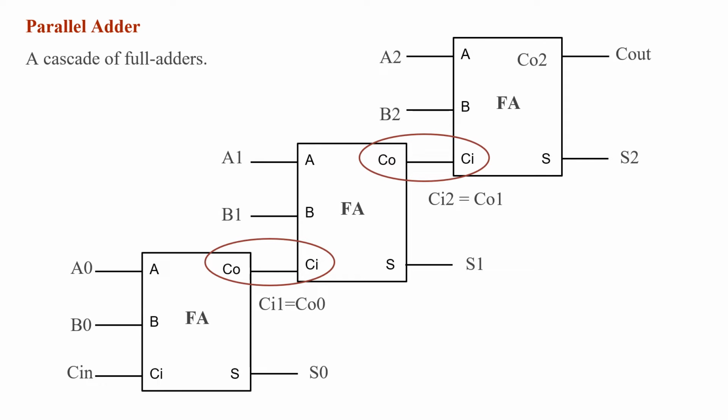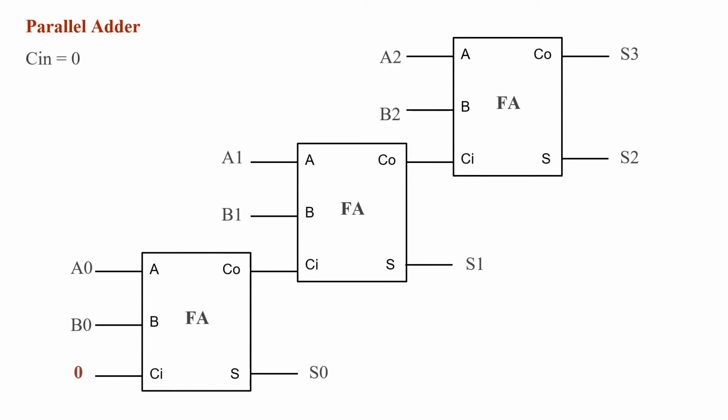And the last carry out will be just outputted as the carry out of the addition, and we'll also have a total of 3 sum bits if the inputs each consist of 3 bits. The first carry in bit of the parallel adder must be connected to a logical value of 0. And now this is the complete circuit for a 3-bit parallel adder, meaning a parallel adder that is capable of adding 2 3-bit binary numbers.